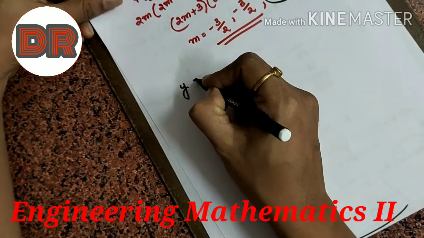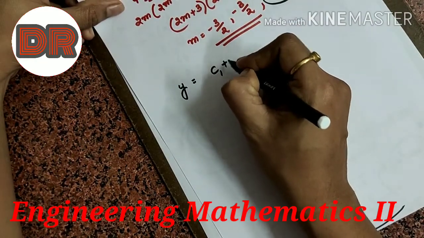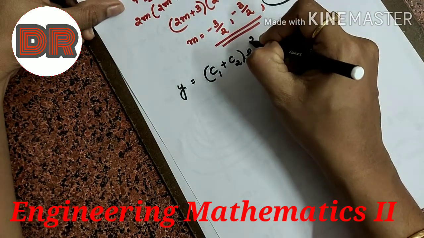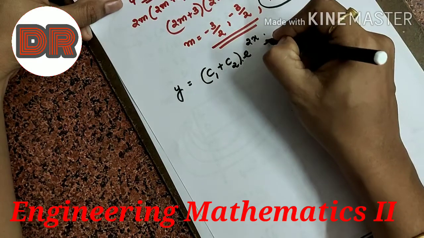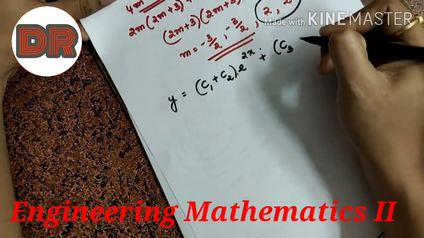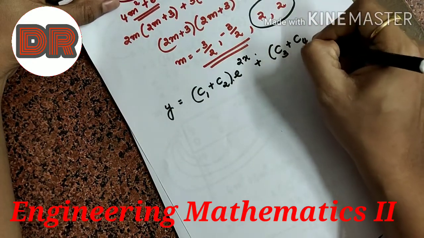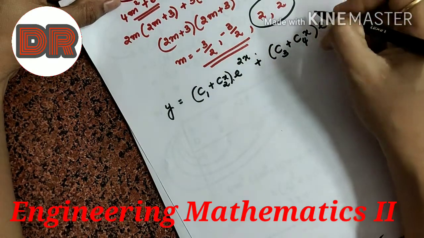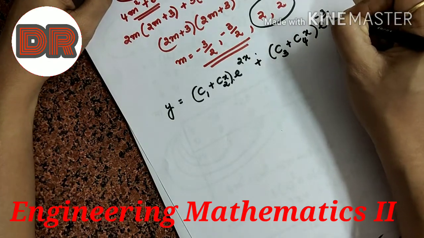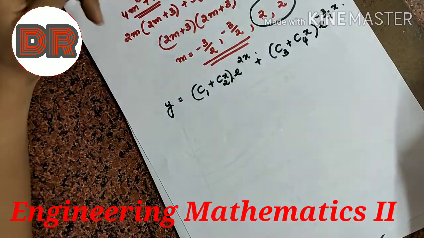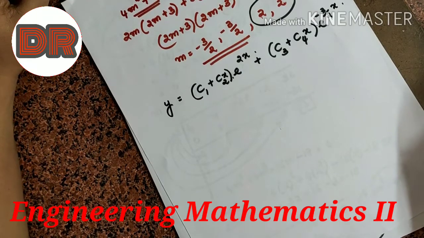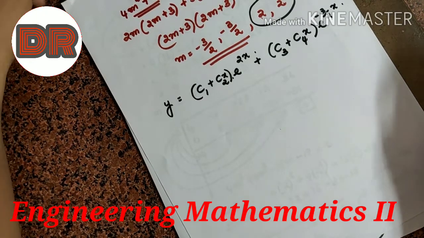So let us write the solution for this. So y will be equal to C1 plus C2 x into e to the power 2x, this is for the repeated root, plus I am using two more arbitrary constants, that is C3 plus C4 x, x is there here, into e to the power of the other root, that is minus 3 by 2 x. C1 plus C2 x e to the power 2x plus C3 plus C4 x e to the power minus 3 by 2 x. So this is the solution.